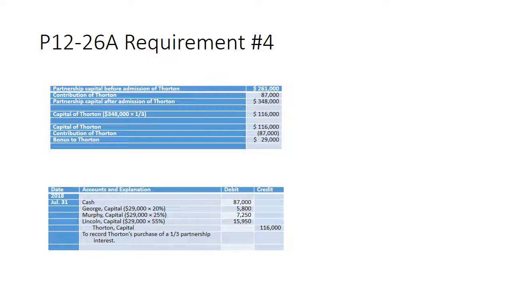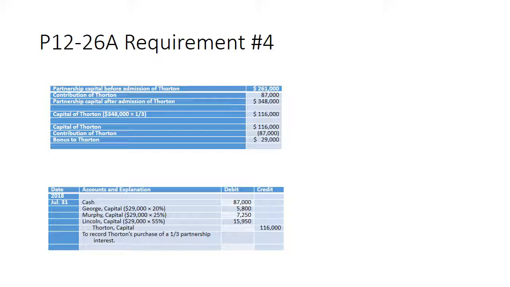In requirement 4, Thornton is giving $87,000 as a contribution, but now only receiving a third interest. I shouldn't say only because it's really better for Thornton. Let's take a look. He gives $87,000 in cash. The old capital balance in total is $261,000. He contributes another $87,000 of owner contribution. The new capital balance is $348,000.